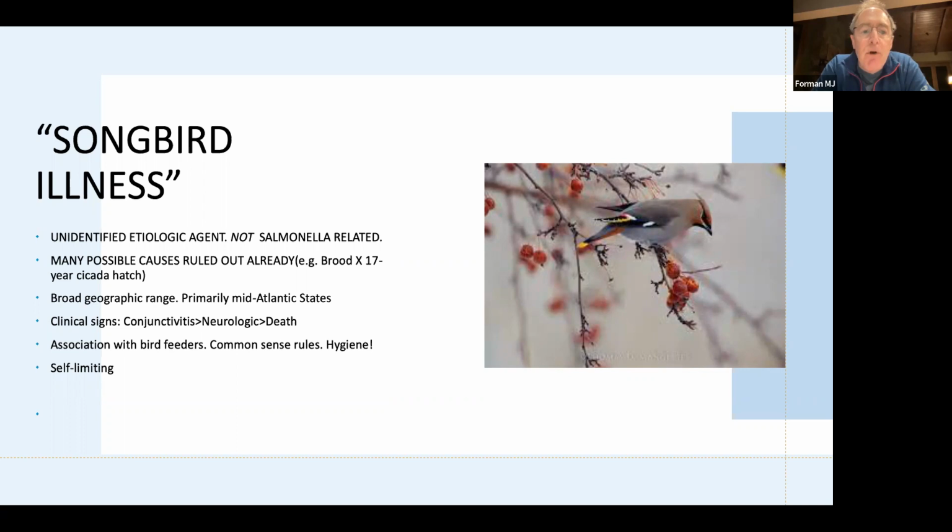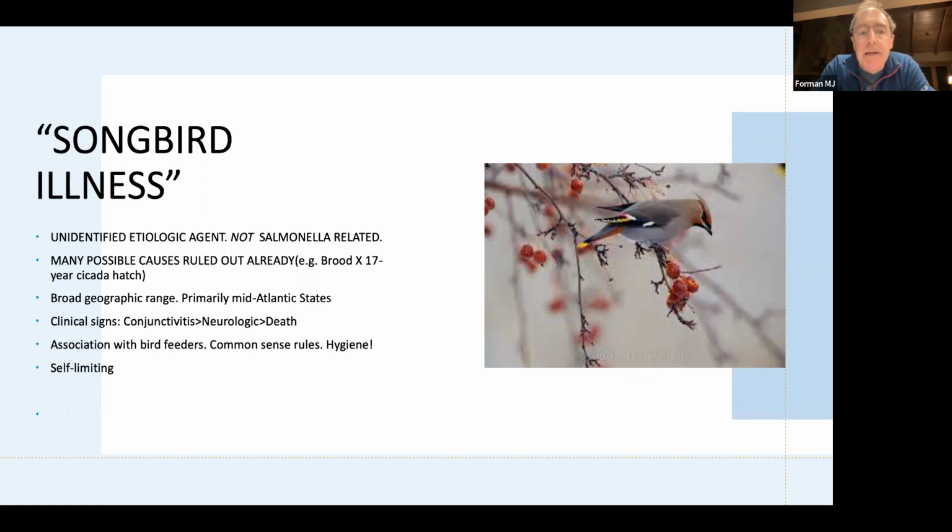Songbird illness has a broad geographic range. It is concentrated primarily in the mid-Atlantic states, but we've seen it all over the country. And again, it's a year-to-year variability thing. So this coming year in 2022 in the spring, hopefully we won't have this disease, but the likelihood is we probably will. But depending on climate changes from area to area, we may be seeing spikes in certain areas that we didn't see spikes before.